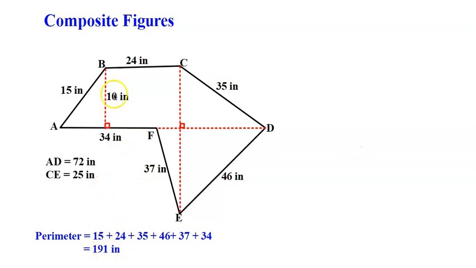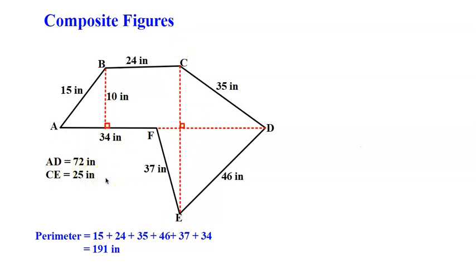That's easy enough. Notice I didn't use the 10 because that's not the perimeter. It's not on this going around the shape. I didn't use AD as 72 because that's, again, going inside the shape. It's not around it. Same thing with CE. All right, this information here.